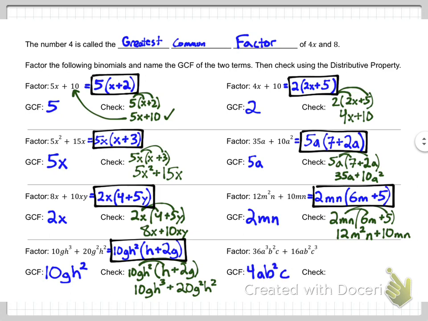This last one here we're going to do, 4ab squared c. Notice again, I took the smallest power between each one. So there's a cubed and a. That means a is the smallest power. Both of them have b squared, so I can write a b squared there.